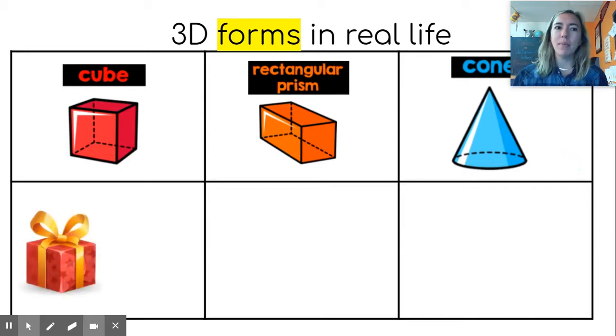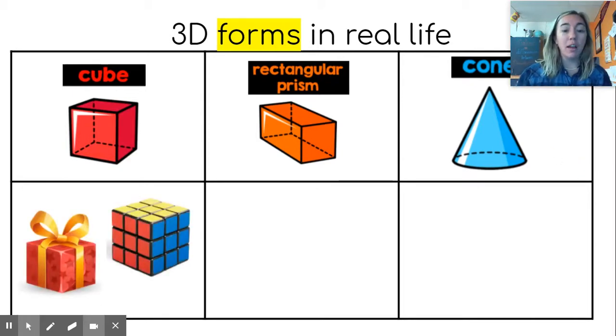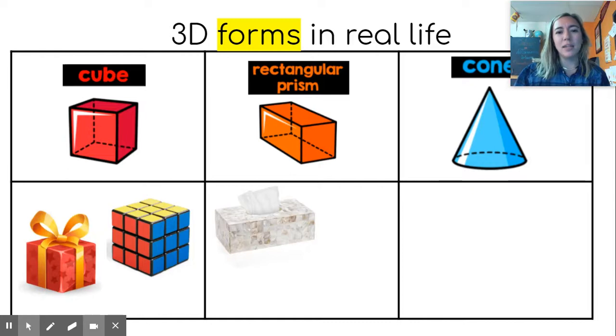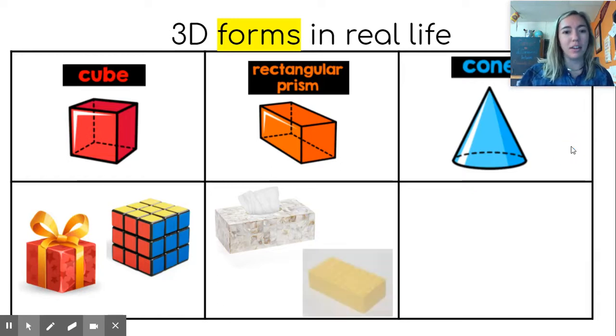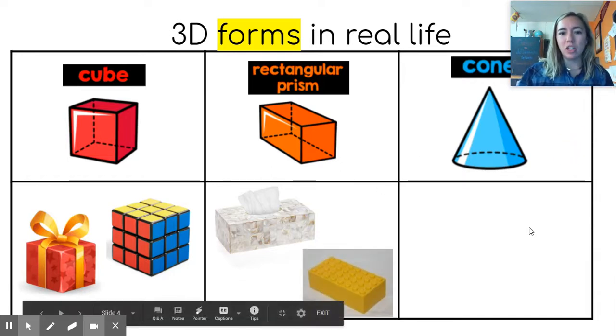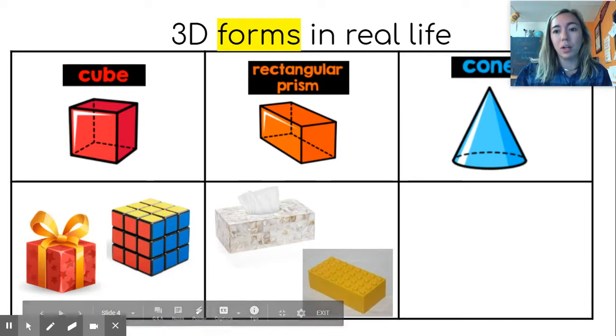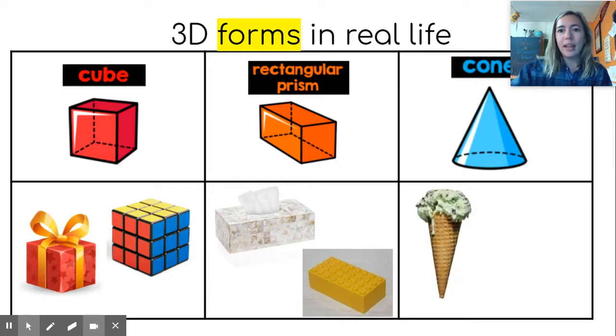So a cube, maybe you have a little box at home you could use. Or even a Rubik's Cube. Hey, that has the word cube in the name. That's pretty nice. A rectangular prism, you could just grab a tissue box, a bigger one that is in the shape of a rectangular prism. Also, a lot of Legos. If you have any Legos this shape, that would work and that would help you look at it while you are drawing. A cone, maybe you just have like an ice cream cone.